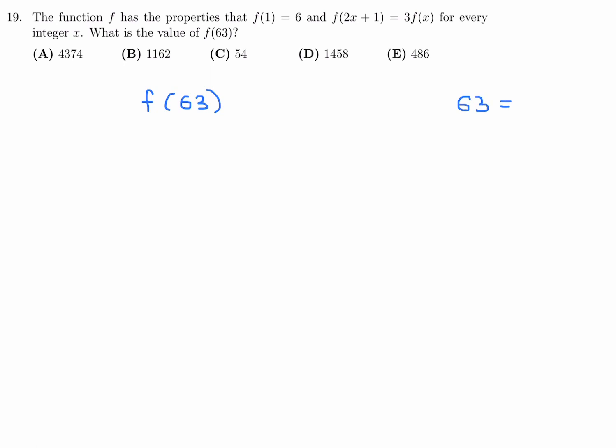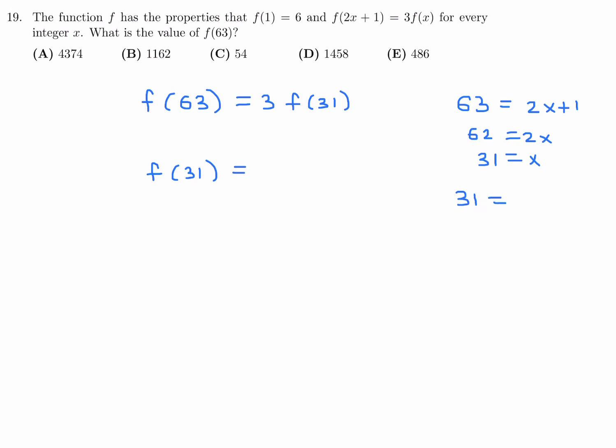63 is equal to 2x plus 1. So that means 2x is equal to 62, and therefore x is equal to 31. So that means f at 63 is equal to 3 times f at 31, entirely based on that equation. Let's keep going. Let's try f at 31.